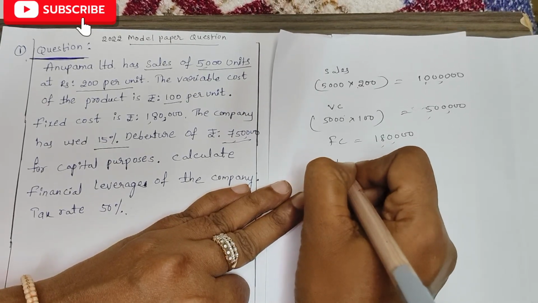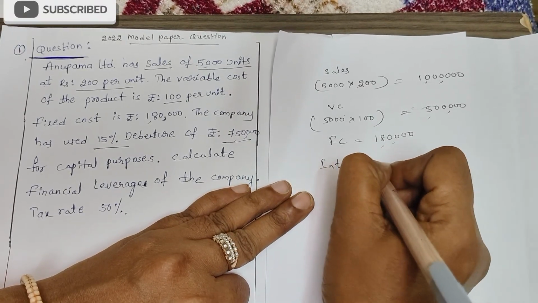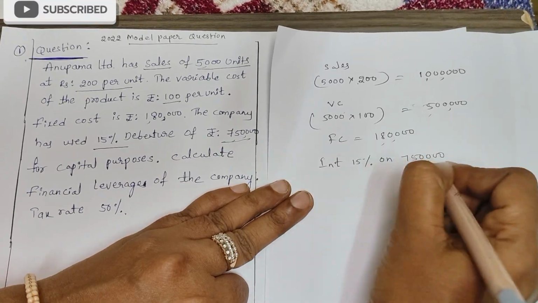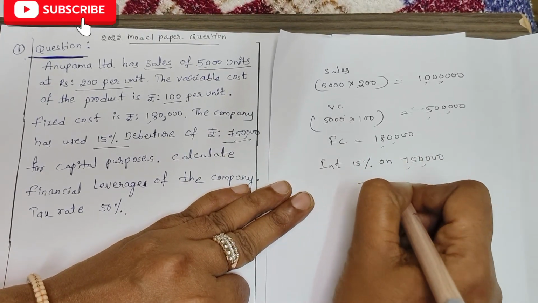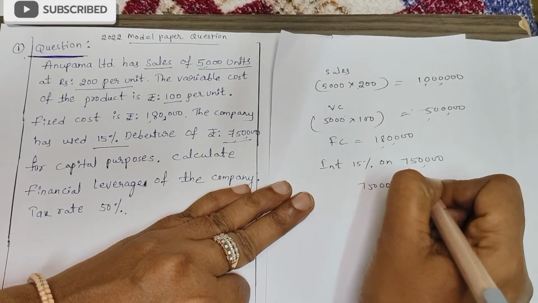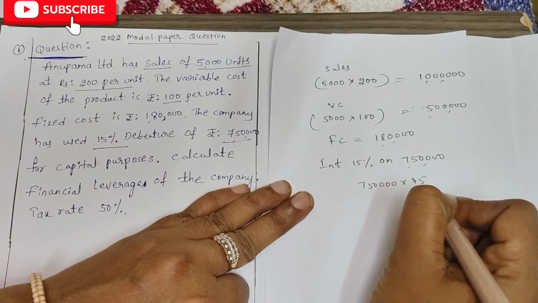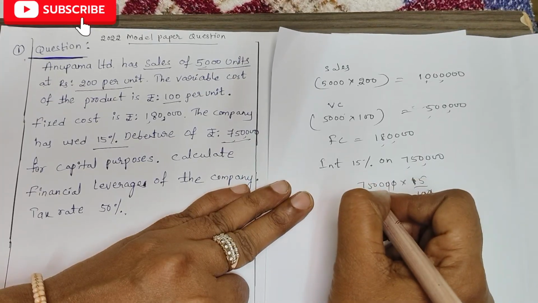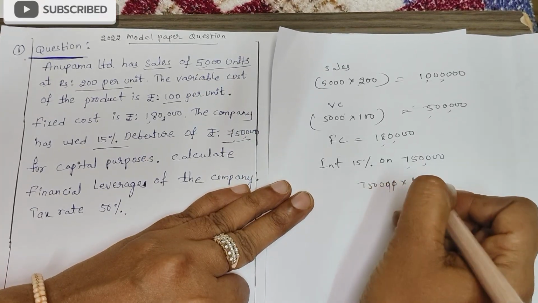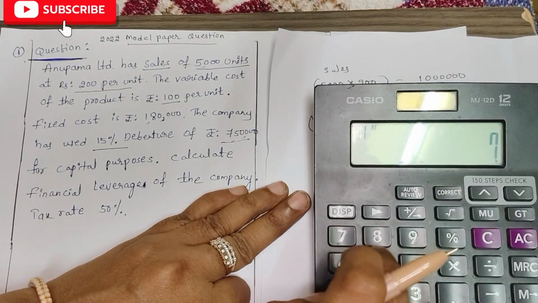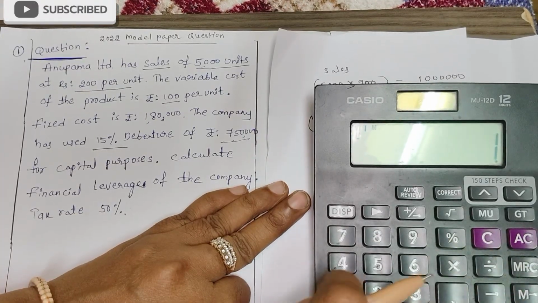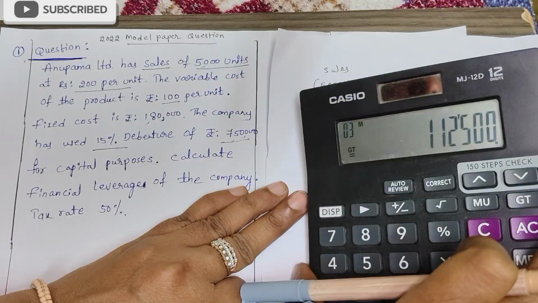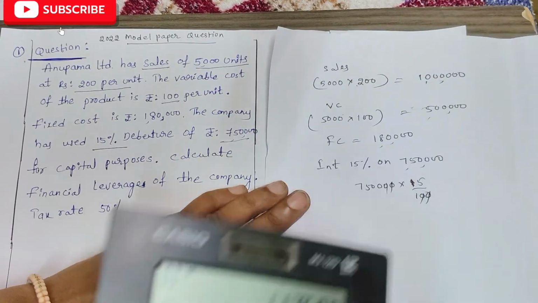So here interest is 15% on 7,50,000. So 7,50,000 into 15 divided by 100. The zeros cancel. So 7,500 into 15. How much is it? 1,12,500.